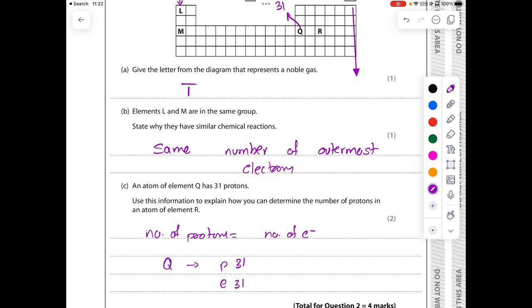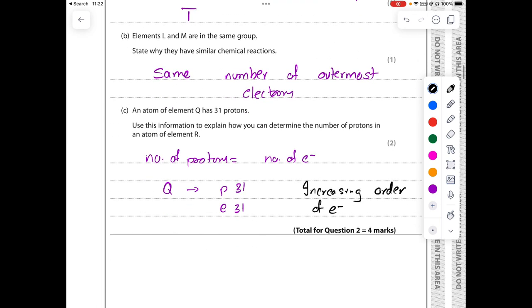The periodic table is arranged in the increasing order of the electrons. We know that. It is arranged in the increasing order of electrons. So this has to be 31, 32 and 33. So therefore the number of electrons in R will be 31 plus 2, which is equal to nothing but what? 33, which is also equal to nothing but what? Number of protons. That's going to be the answer.